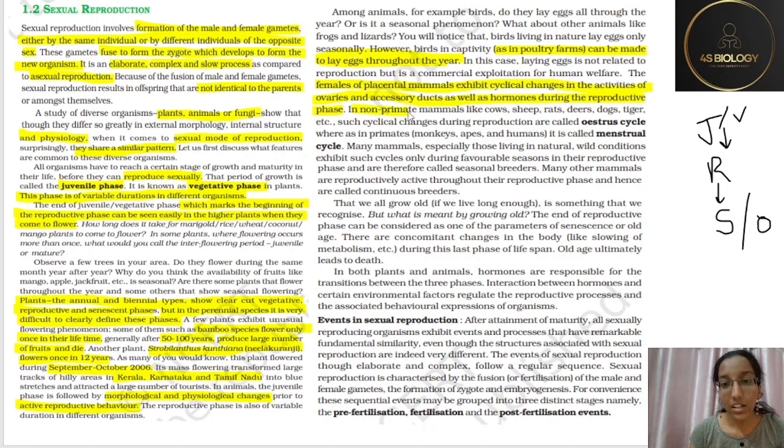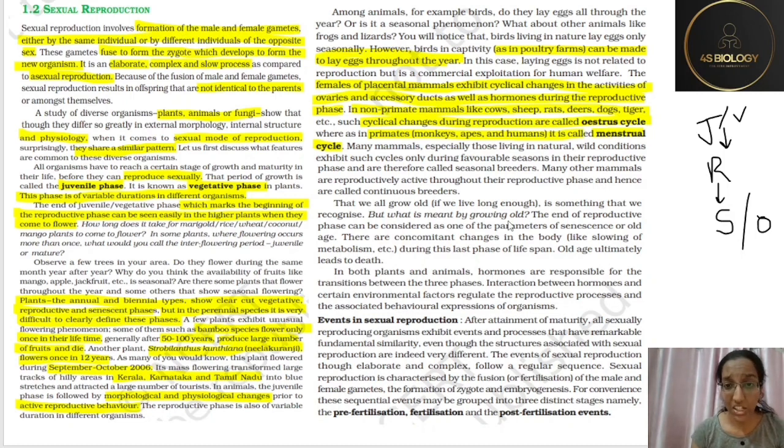In non-primates like cows, sheep, rats, deers, dogs, tigers, such cyclic changes during reproduction are called estrous cycle, whereas in primates, monkeys, apes and humans, it is called menstrual cycle. So remember this: non-primates estrous, primates menstrual. Non-primates are which? Cow, sheep, rat, deers, dogs and tiger. Primates are monkey, apes, human.